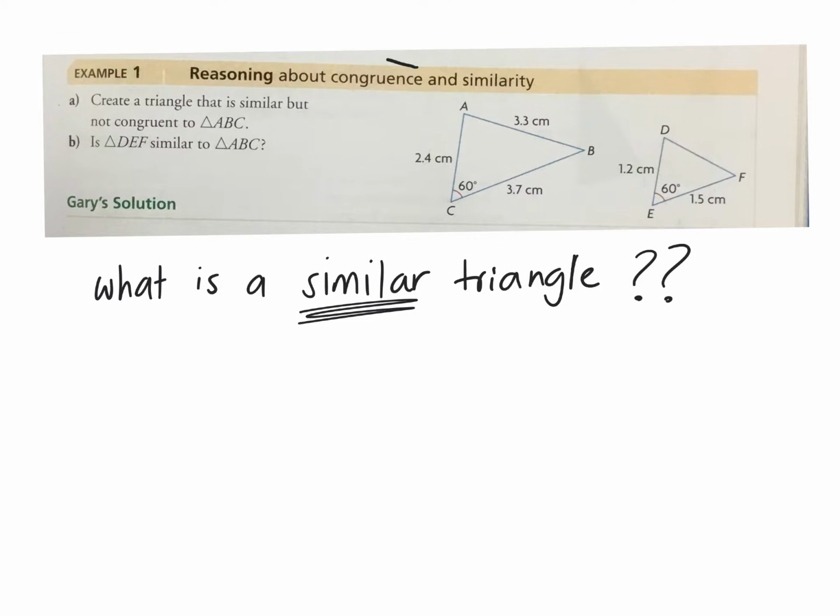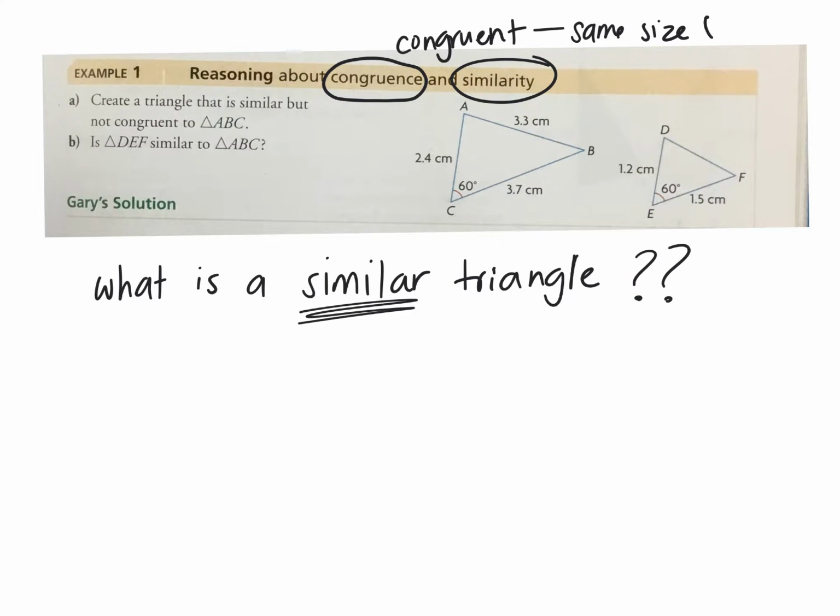Okay, so we're talking about if it's congruent or similar. There's a difference between those two. Congruent means what? Same size and same shape, which means if it's the same size and the same shape, it's exactly the same. Congruent means two things are exactly the same. Similar does not mean they have the same size.